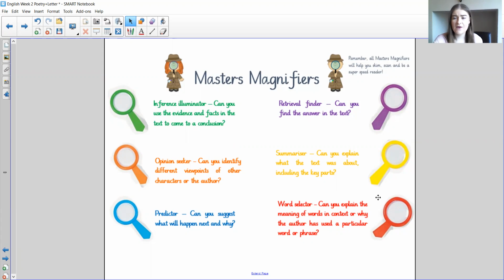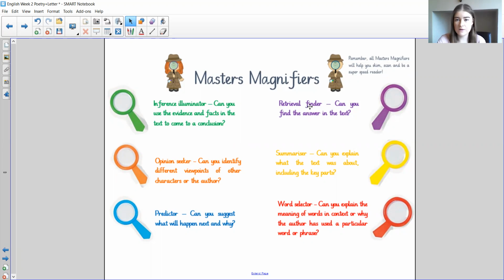Also, word selector, very important in poetry because words are chosen to make us feel a certain way. And so our author will be choosing words that have a particular effect. The summarizer, can you explain what the text was about? So thinking about those key points and writing that in a summary. Seeking the opinions, so understanding the viewpoints of the author or the different characters within the book, which will be quite interesting as we go through to see the opinions of these characters and whether they change.